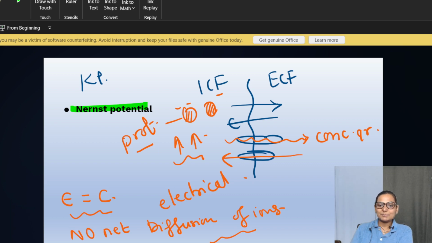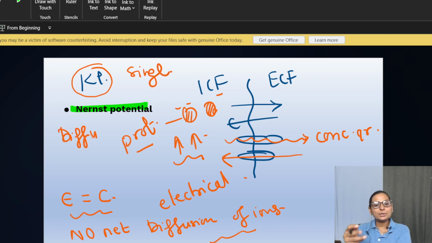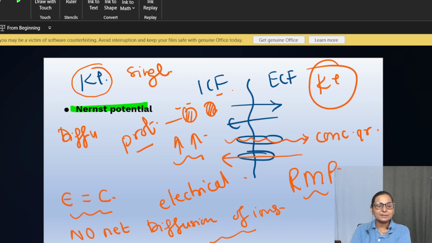So for the Nernst potential, it is important that we speak of a single ion, and the ion which we are speaking of should be diffusible. So you cannot use this for non-diffusible ions. So when it is an equilibrium potential, where the concentration and the electrical gradient become equal to each other and there is no net diffusion of ion, that is the Nernst potential. The Nernst potential of potassium is nearest to, or contributes maximum to, your RMP, because it is the potassium ion which is most diffusible at rest.